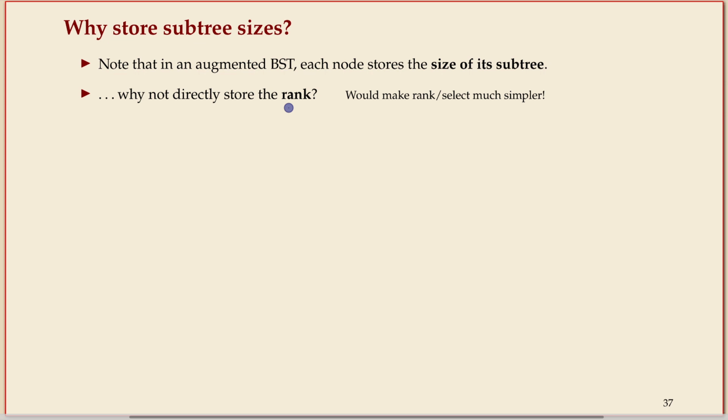So for example, you could, instead of augmenting the tree with subtree sizes, store the rank of every node in each node. That would be super handy, because then rank is trivial. You just find the node and return the stored rank. And select would also be easy. You just do a binary search based on those stored ranks. If someone wants to shout out why that's a bad idea, you could do.